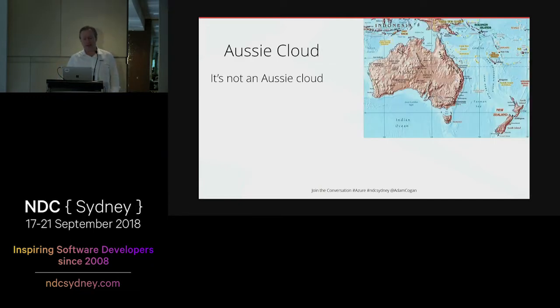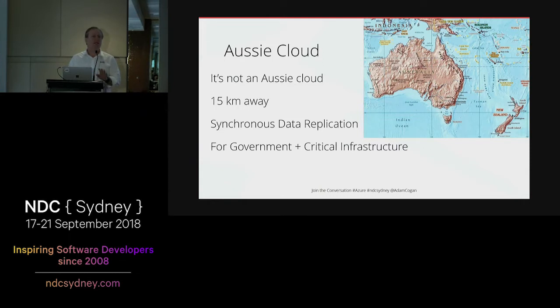That Aussie cloud is not really an Aussie cloud, I should tell you if you care. It's actually owned 48% by Aussies and 48% by New Zealanders. First time they've been level pegging with us. It's owned by the New Zealand government and the Australian government, and there's 4% owned by the data center. They're right in Canberra, they're 15 k's away. Why 15 k's? Because that's the maximum distance you can have to have synchronous data replication. And it's not really just for the government.